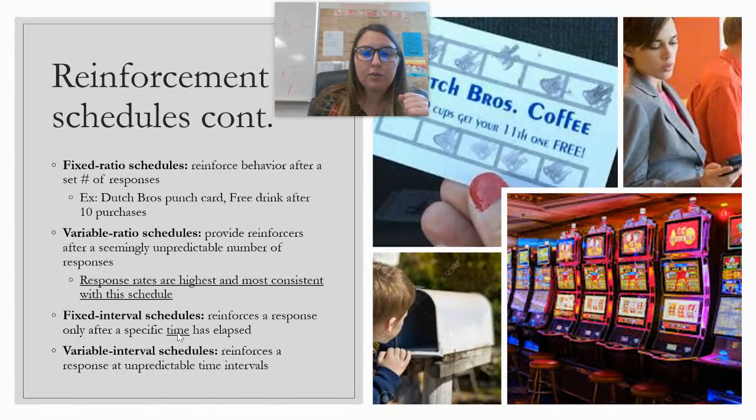Then you have fixed interval schedules. Think of the mail with this. This is where the mail comes after a specific time has elapsed. So every day at this time, you go out and check the mail. That would be a fixed interval. So with interval we're talking about time, and with ratio we're talking about number of responses. And then you have variable interval schedules, where a response is reinforced at unpredictable time intervals.